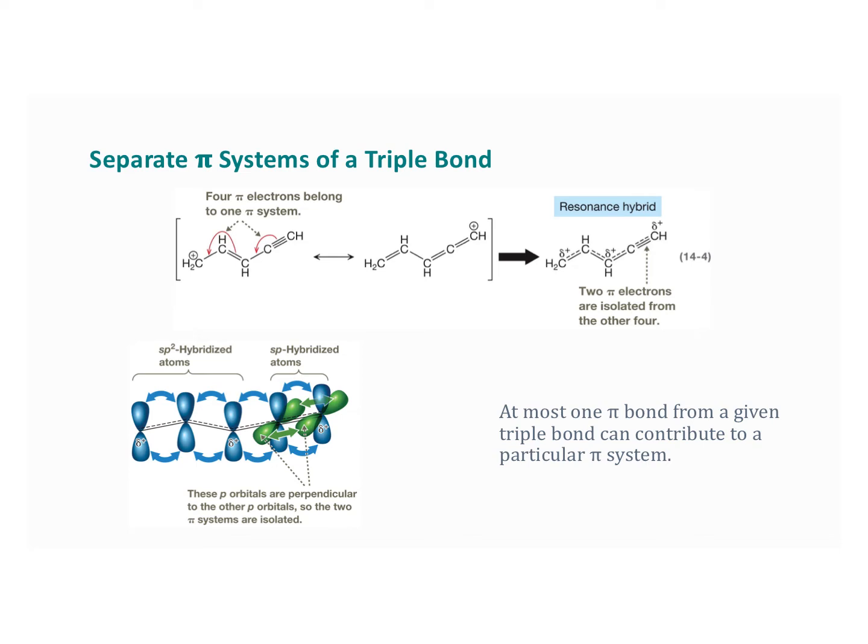Only one p orbital, which is shown here in blue, from each of the sp hybridized atoms can be parallel, and so they're the only ones that can be conjugated. The other p orbitals, shown here in green, are perpendicular, and so they overlap with each other and form that separate pi bond. So here's the take-home message, which I typed out for you. At most, one pi bond from a given triple bond can contribute to a pi system. So when we're talking about a pi system, only one pair of pi electrons from a triple bond is going to contribute.